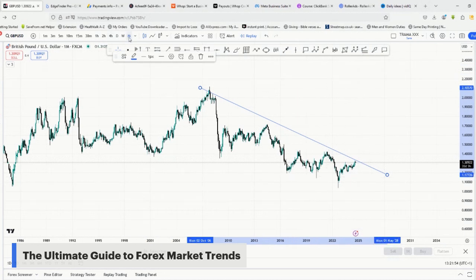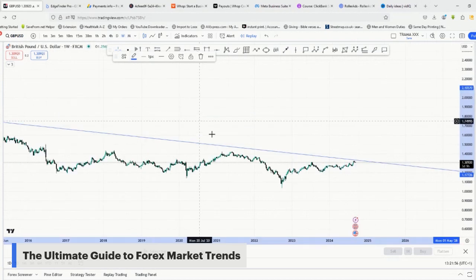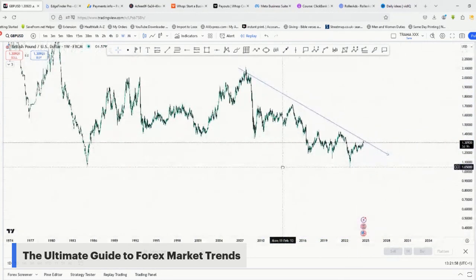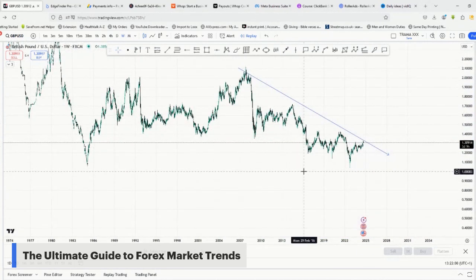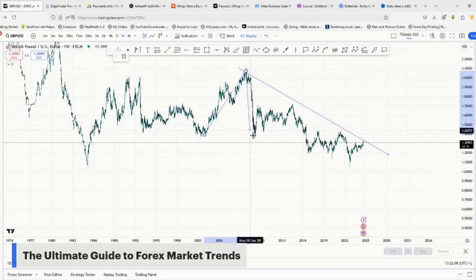But if you go to the weekly, you also notice that the weekly is also a downtrend. On the weekly, we are in a downtrend. You can see the market is creating lower highs like this. This is how you read the market.